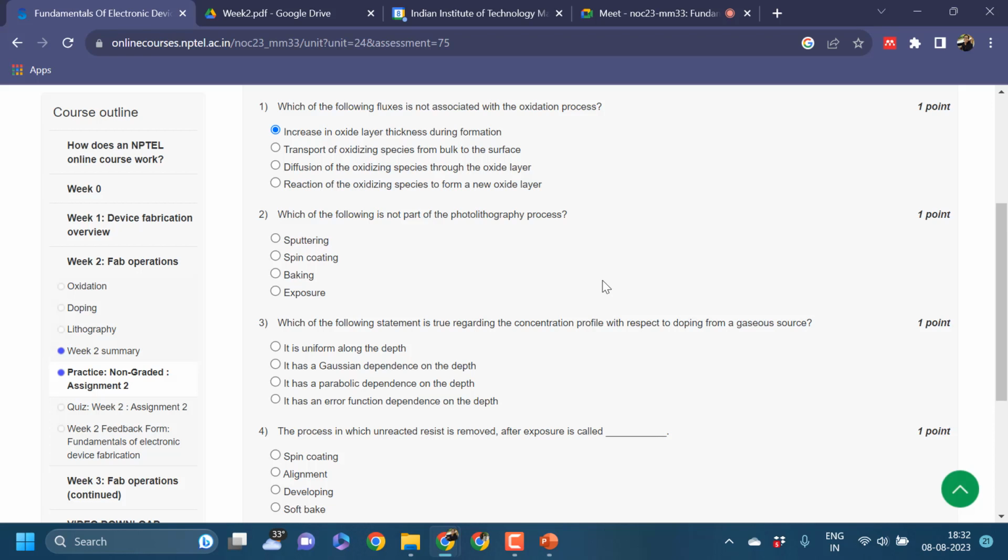Sputtering. So is everyone going with the same answer? Sputtering was not a part of the process. So spin coating is used for applying the photoresist.